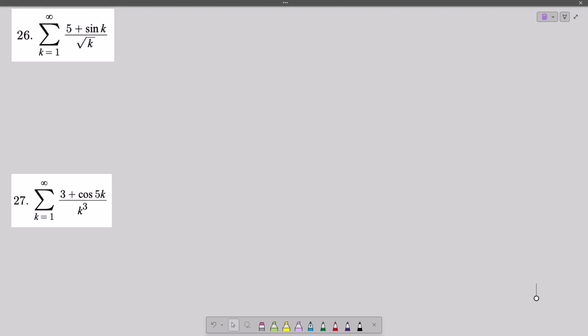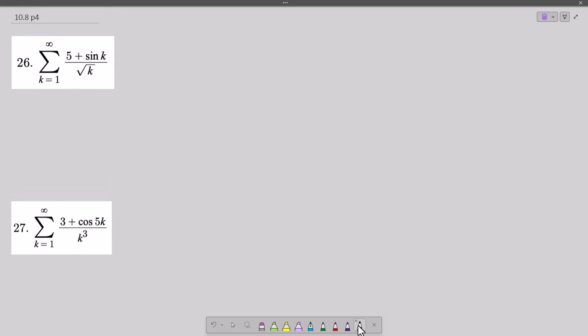Just because the terms go to 0 doesn't mean it converges. They have to go to 0, and they have to go to 0 fast. And so the divergence test can only find egregious divergence, which means the limit is not 0. If the limit is not 0, it diverges. The limit here is 0, so it might converge, might diverge. Let's take a deeper look.